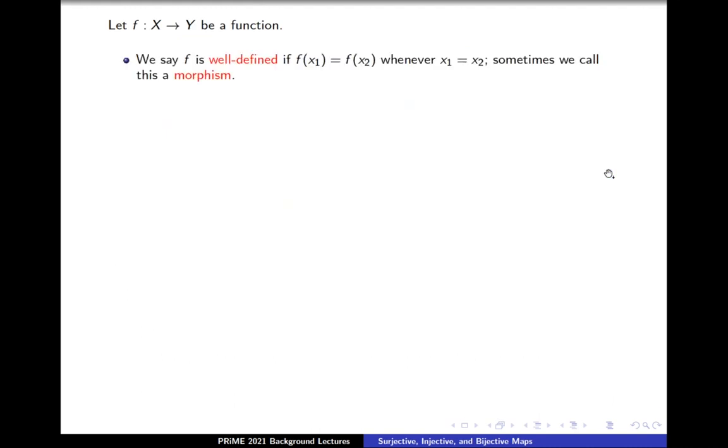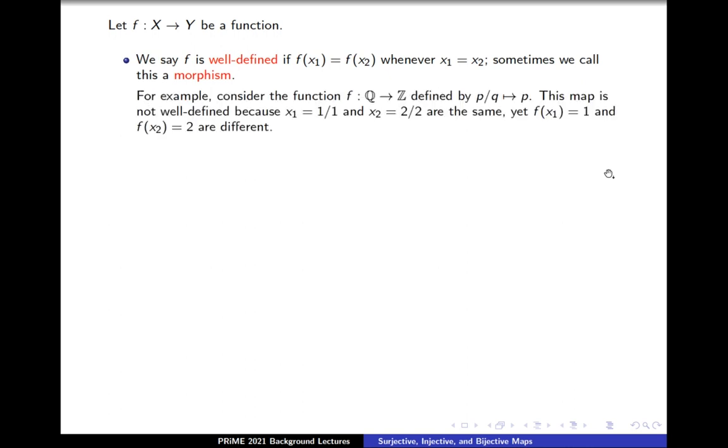We will say that f is well defined if f of x1 equals f of x2 whenever x1 is equal to x2. Sometimes we call this a morphism. For example, consider the function f from Q, the rational numbers, to Z, the integers, defined by a rational number written in the form p over q, where p is the numerator of the rational number and q is the denominator of the rational number, maps to just the numerator p.